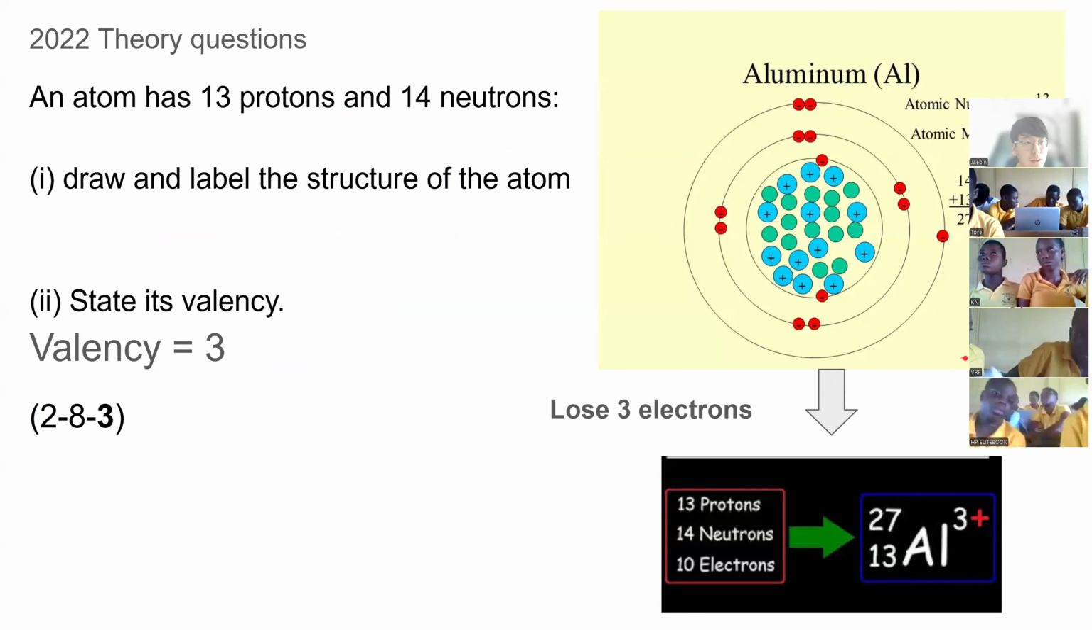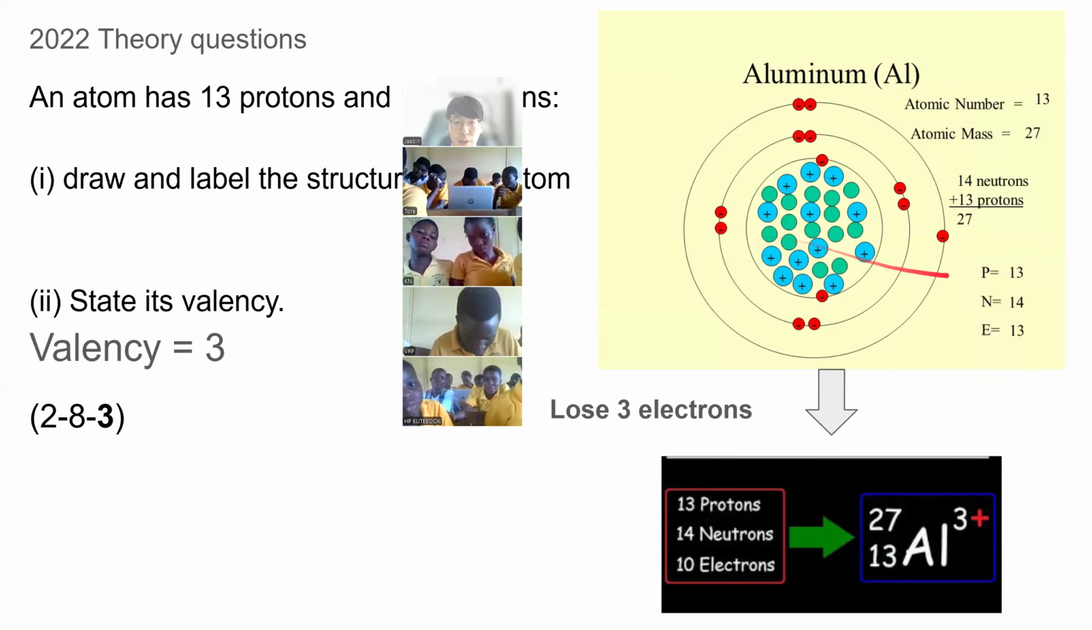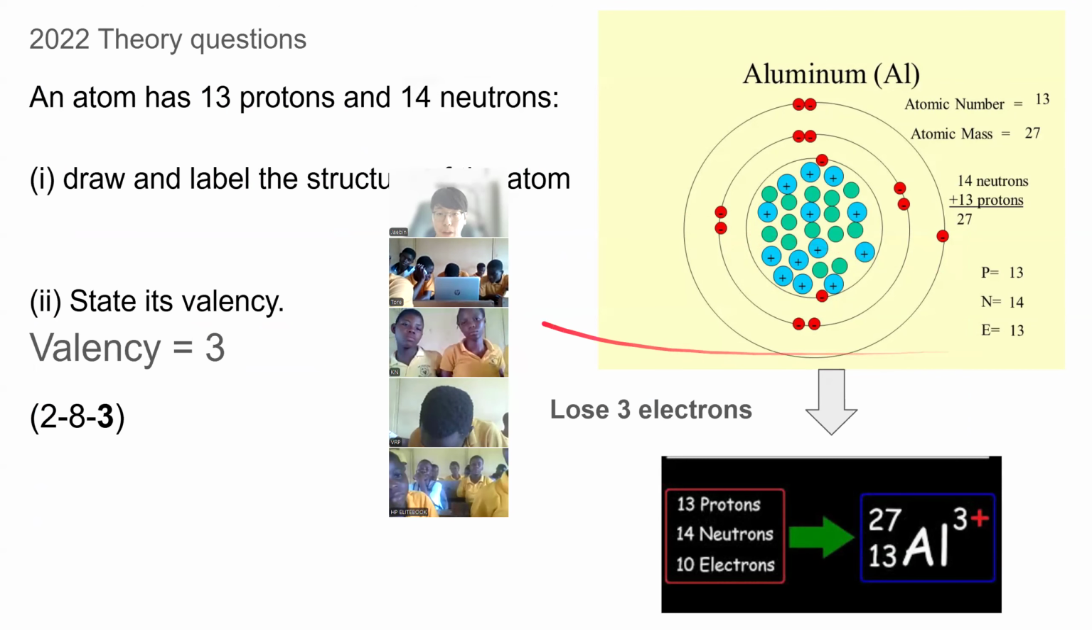Moving quickly on to the next theory question. An atom has 13 protons and 14 neutrons. It tells us to draw and label the structure of the atom. I have one diagram on the right, which is aluminum because aluminum has an atomic number of 13. But you probably don't need to write aluminum because you simply need to draw the atom.